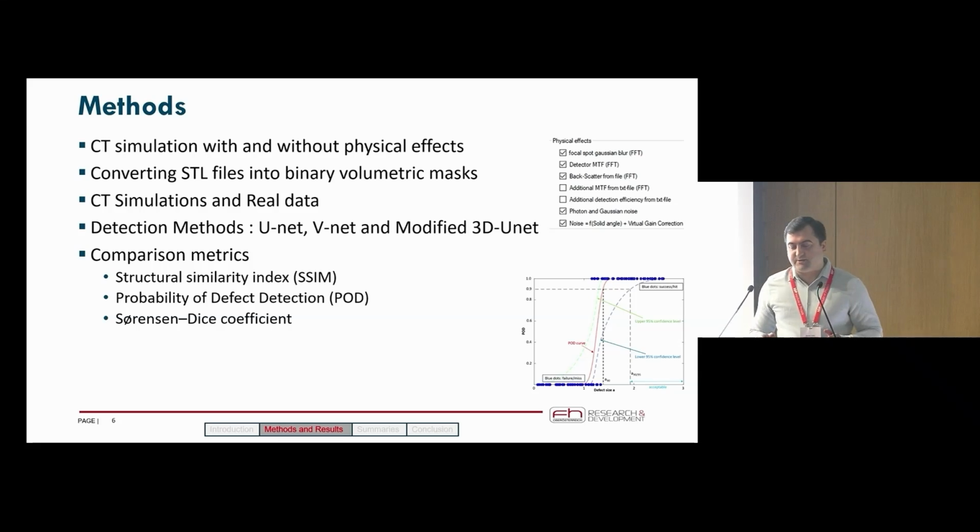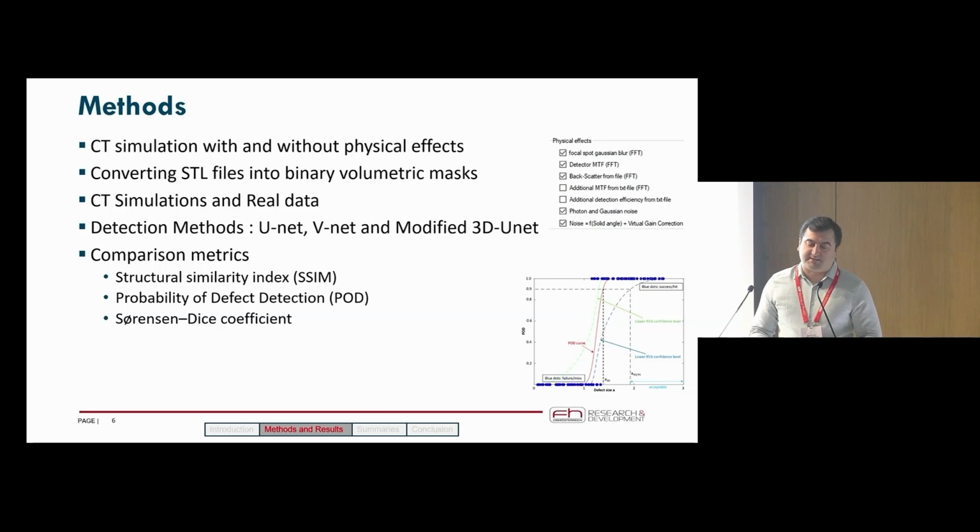For the detection method, we have used UNet, VNet, and a modified 3D UNet. The modified 3D UNet is implemented by us. It's basically a modification of the UNet in 3D, where we add additional convolutional layers and error layers in the decoder stage to increase the image quality in CT. To compare our images, we applied three methods.